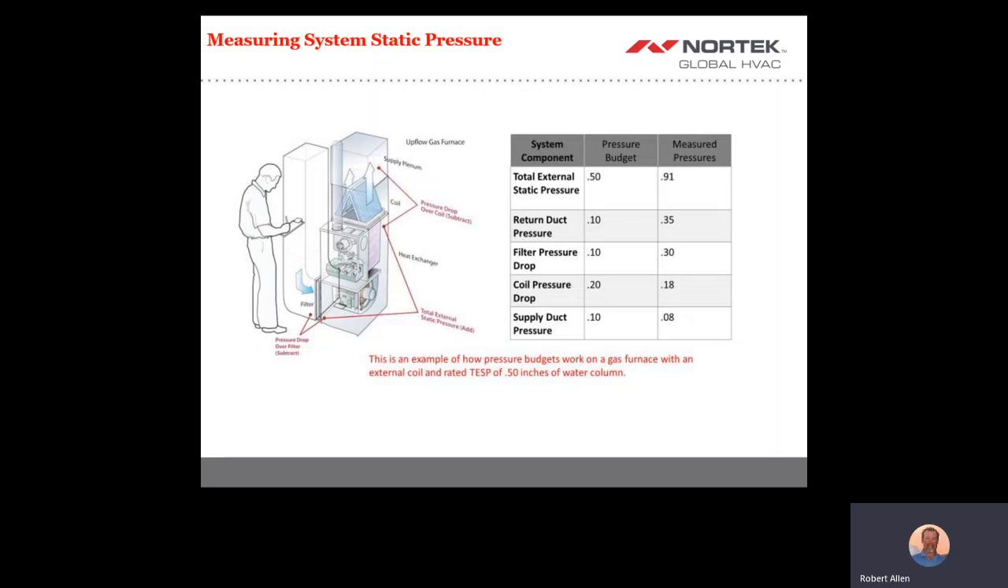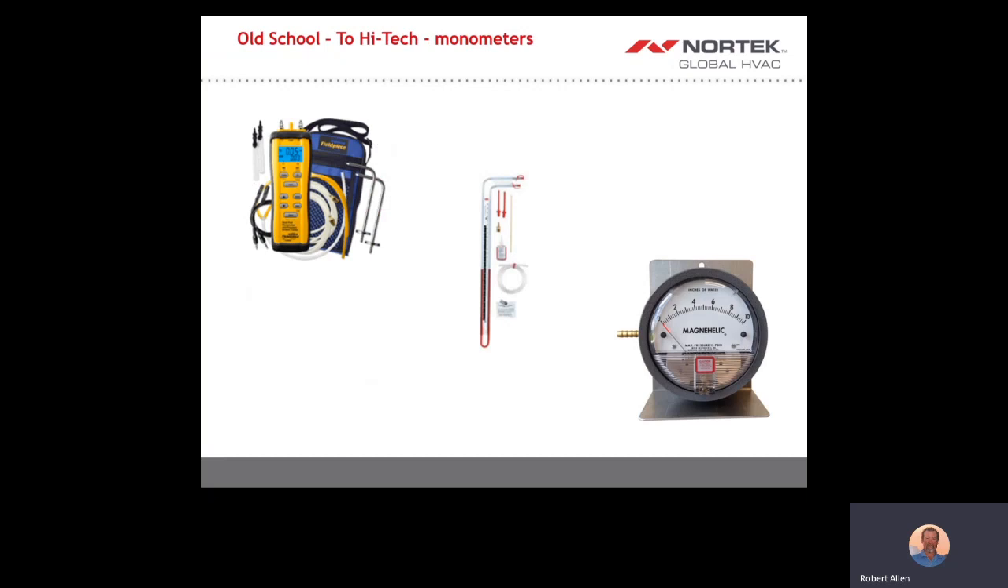What we're talking about today is static pressure, total external static pressure. In this diagram you see today, it's a simple example of how the pressure budgets work on a gas furnace with an extended external coil and rated at a TSP of 0.5 inches of water column. TSP is one of the foundations of airflow and should be one of the first readings made while troubleshooting an HVAC system. And the good news is, with the tools we have out there, it only takes about 10 minutes of your time to get those proper measurements.